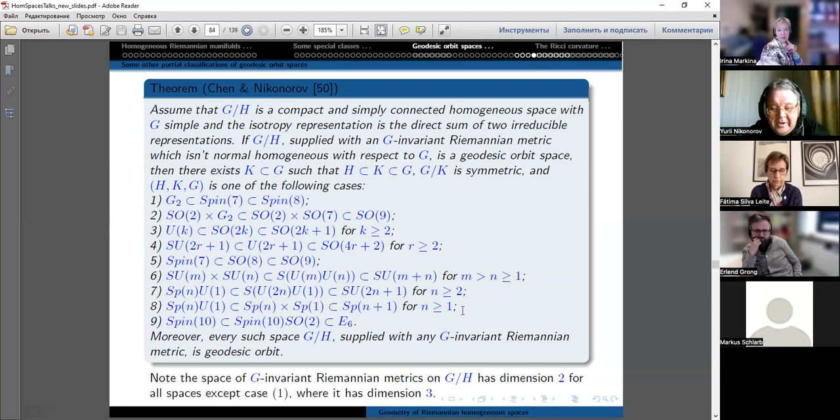Now we see that for all these spaces the space of G-invariant Riemannian metrics has dimension 2, and only in one case do we have a 3-dimensional space of G-invariant Riemannian metrics. Okay, it's some technical details.